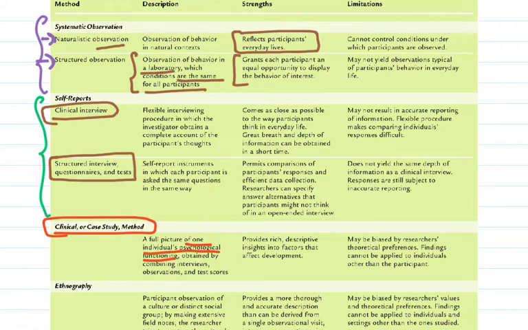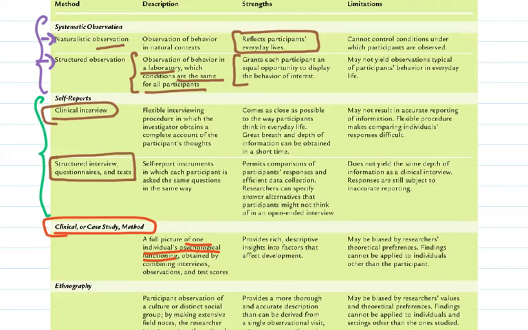Obviously, the strength of this is that you will get very rich, descriptive, detailed data on this particular individual's development. However, the limitation is that you might have a particular theoretical preference. For example, of the theories we've seen, you might have a particular attachment to Piaget's cognitive developmental theory, and because of that, you might be biased in how you view this person and how you approach whatever they are telling you. So that is something that can be a limitation.